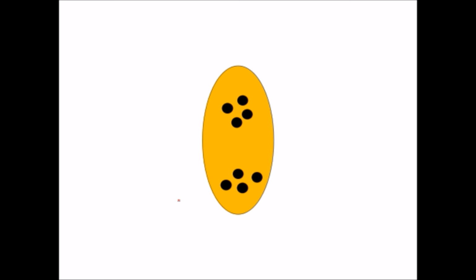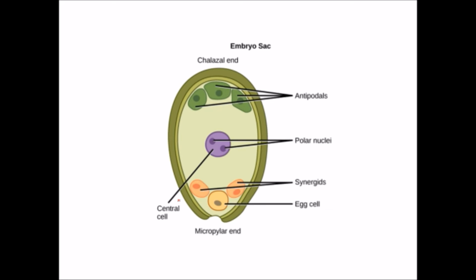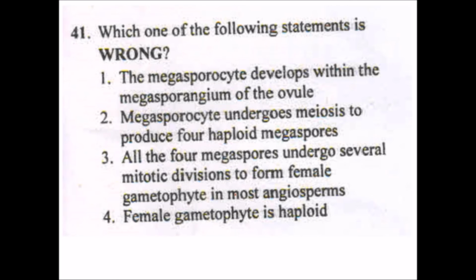Now, how does this happen? It will develop into 8 nuclei, of which 2 migrate to the center and 3 toward each pole. And at last, the embryo sac will look something like this. This is the chalazal end, and this is the micropylar end. The nuclei which migrated to the center are known as polar nuclei. Toward the chalazal end are the antipodals, and the ones which migrated toward the micropylar end are 1 egg cell and 2 synergids. Okay, so now move to the question again.